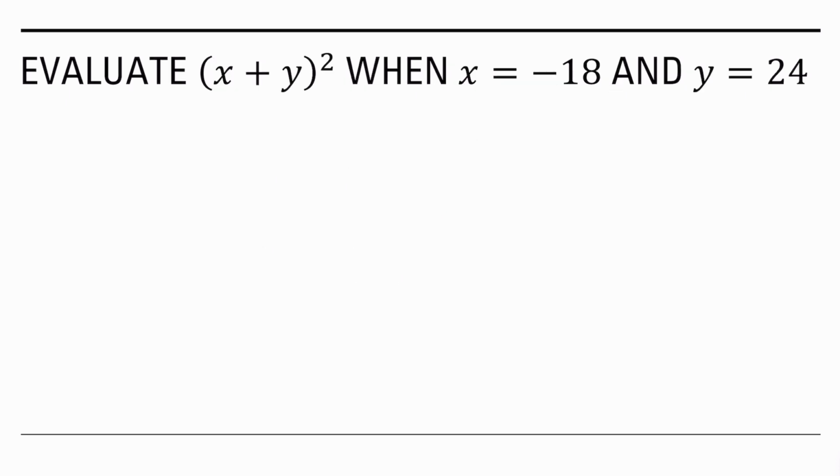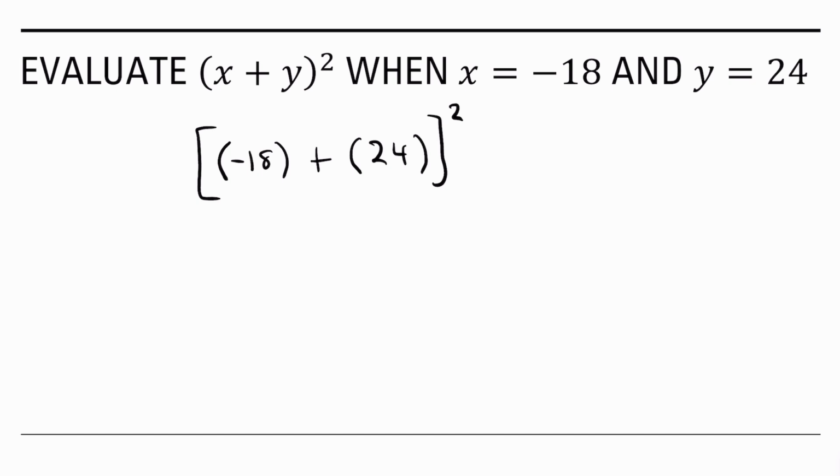Evaluate x plus y squared when x equals -18 and y equals 24. So first we want to set up, and I'll use square brackets because we'll have multiple brackets here. So our x plus our y, now this whole thing squared, and x will be -18 and y will be 24.